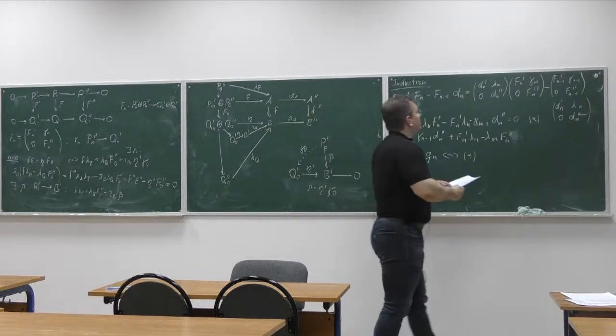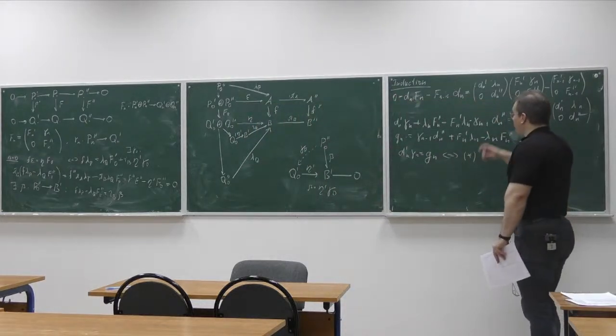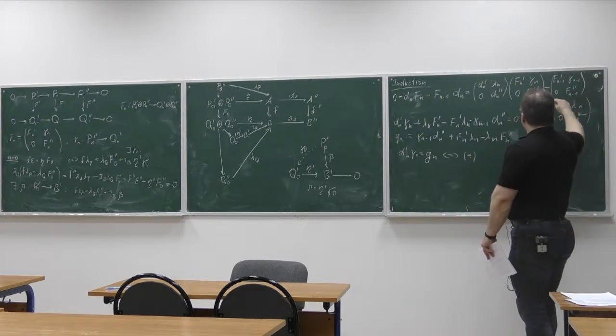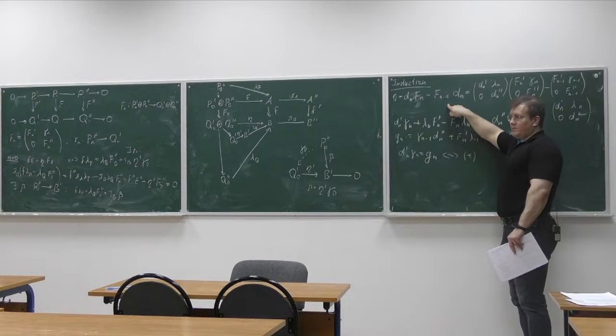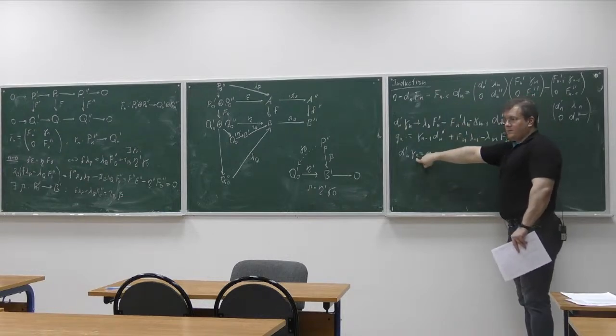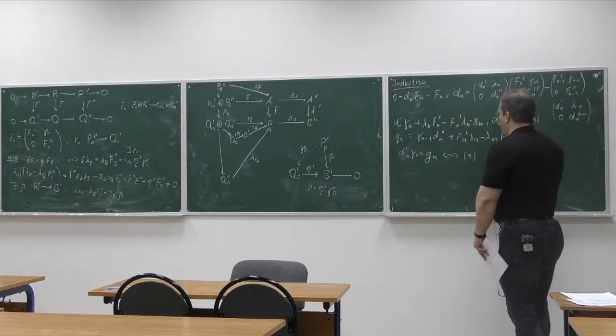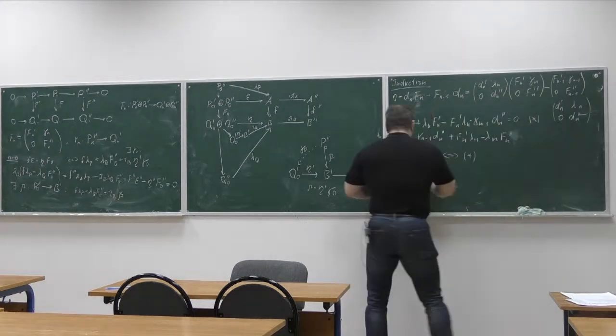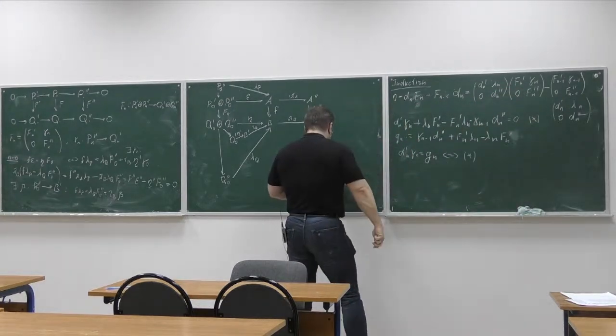So what I'm trying to do is use induction. I assume that I already constructed these gammas for the previous steps, up to gamma n minus 1. I'm trying to construct gamma with the index n. So that's the equation for the gamma n that I need to solve.